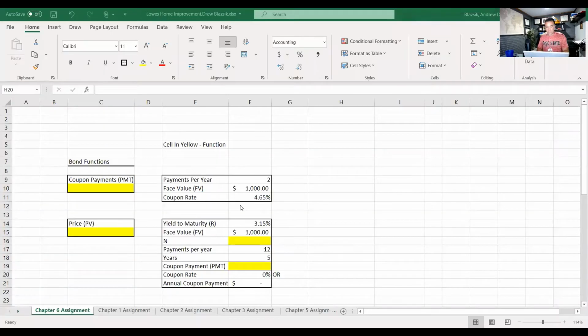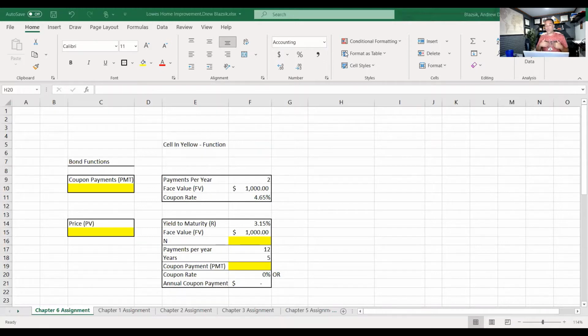So what we're going to do is we're going to create it in Excel, and you can save this. So if you want to find out coupon payments, a price of a bond, the yield to maturity, the number of payments, you'll have this. You can pull it up and just enter in your information. You always have it.